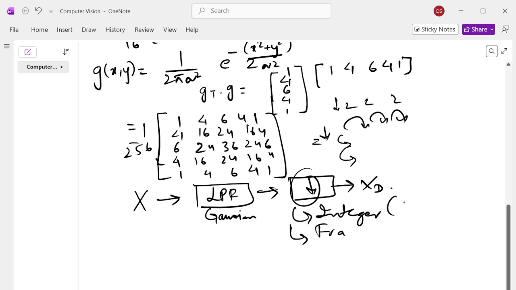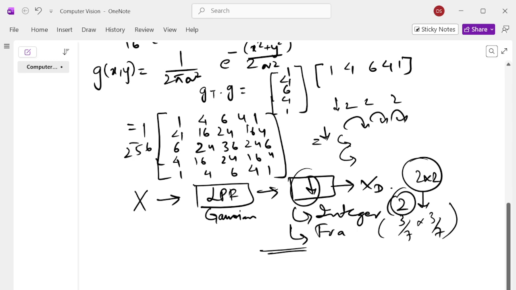Here we have seen an example of decimation by 2 along the rows and columns, so basically a symmetrical 2 by 2. This could be, let's say, 3 by 7 as well. And previously we have already seen examples of this type of operation.